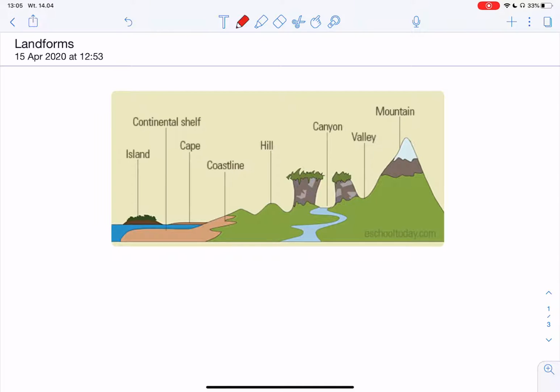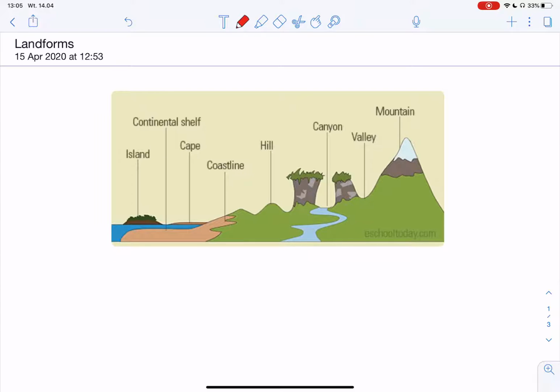Hello guys, welcome to another virtual science lesson, and today we are going to continue the topic of the Earth, the forms that are on Earth. Last week we were talking about rocks and minerals that are built in the Earth, and today we're going to focus on the forms. And guys, in front of you, you can see a diagram presenting various landforms that can be found in the world.